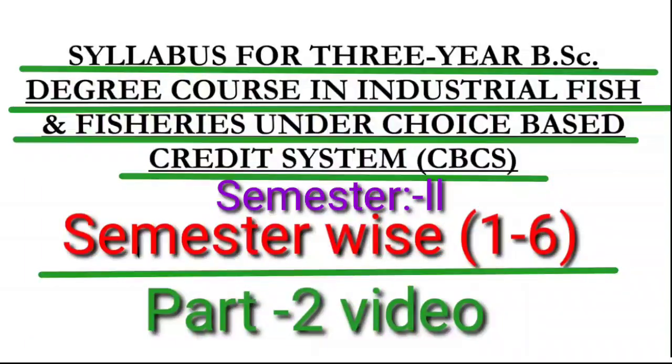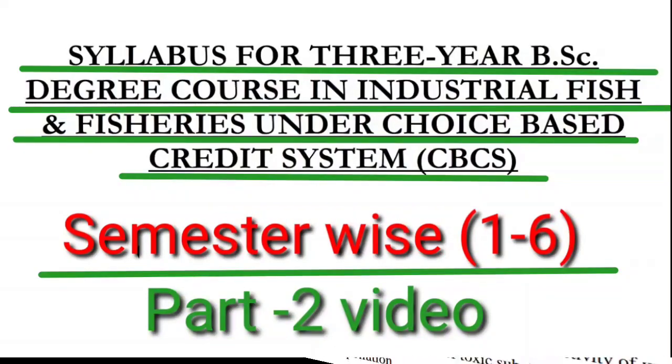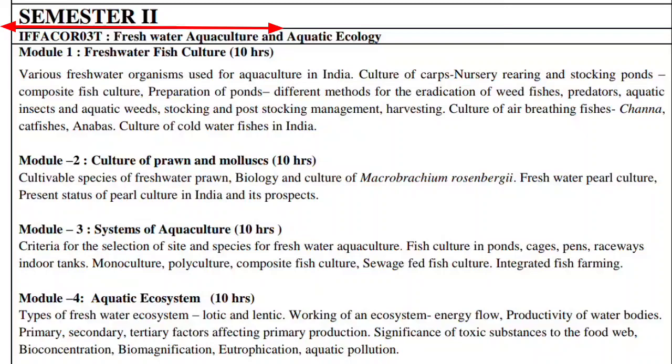Hello friends, today we discuss the syllabus for the 3-year BSc degree course in Industrial Fish and Fisheries under the choice based credit system. Now we discuss the semester-wise syllabus, from semester 1 to 6, in full detail. Let's see the syllabus. Today we discuss the semester 2 Industrial Fish and Fisheries syllabus.